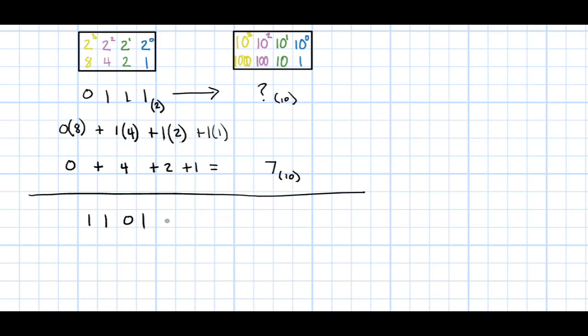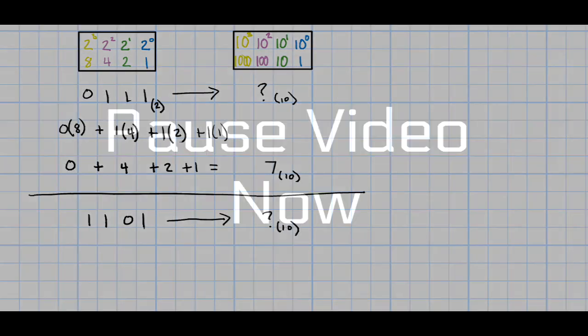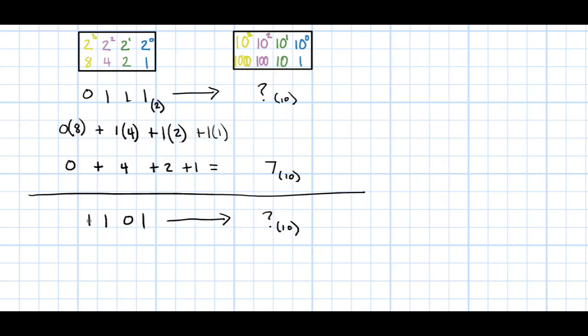I want you to try one on your own. Take the number 1101 base 2 and convert it into base 10. Pause the video and come back to check your answer. To convert 1101 base 2 into base 10, you take 1 times 8 plus 1 times 4 plus 0 times 2 plus 1 times 1. When we simplify this, we get 8 plus 4 plus 1, which equals 13 in base 10.